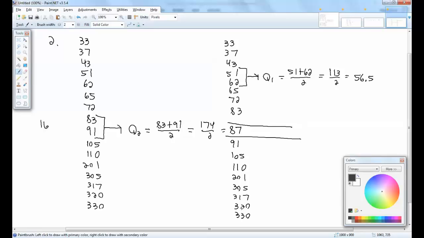And then we'll do the same thing down here. Since there's an even number of them, there's 1, 2, 3, 4, 5, 6, 7, 8 of them, I'll take the middle 2 again. And Q3 is going to be the average of those numbers. So we've got 201 plus 305 over 2.